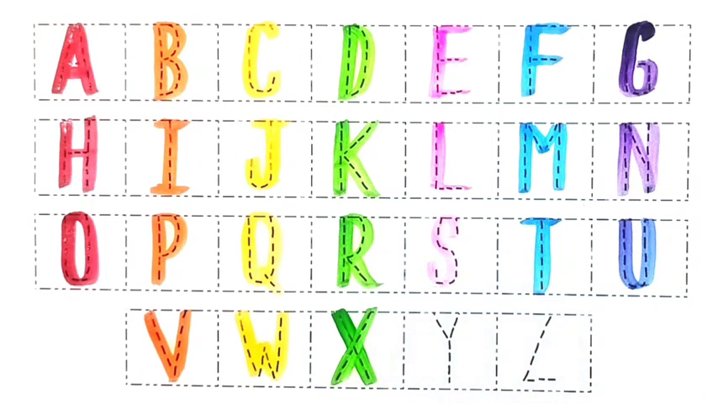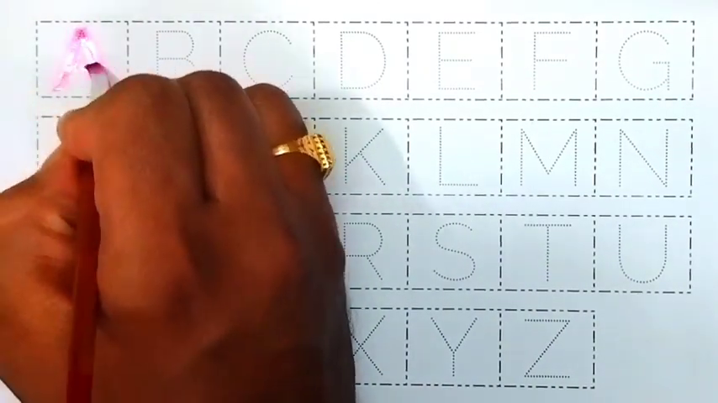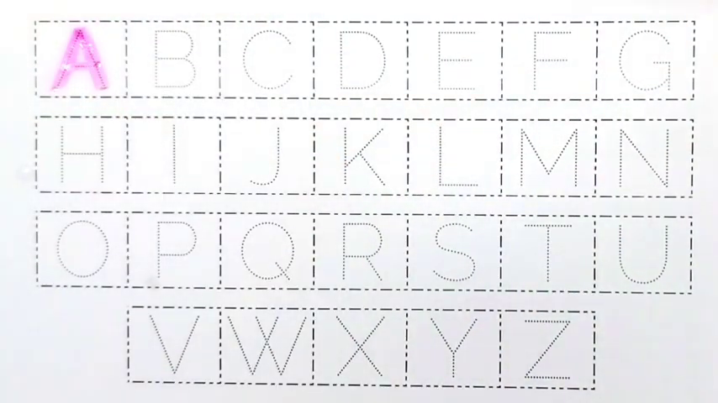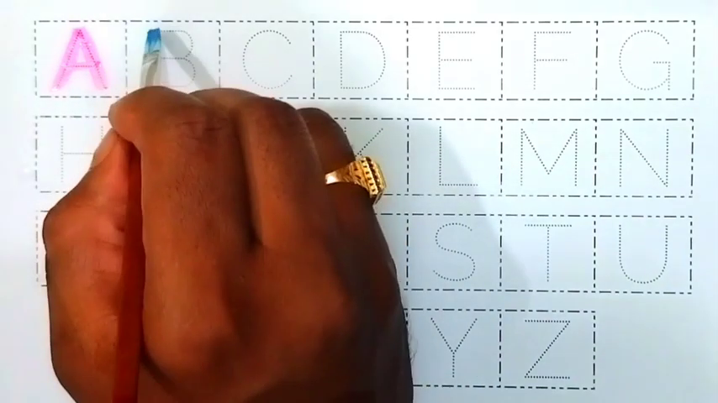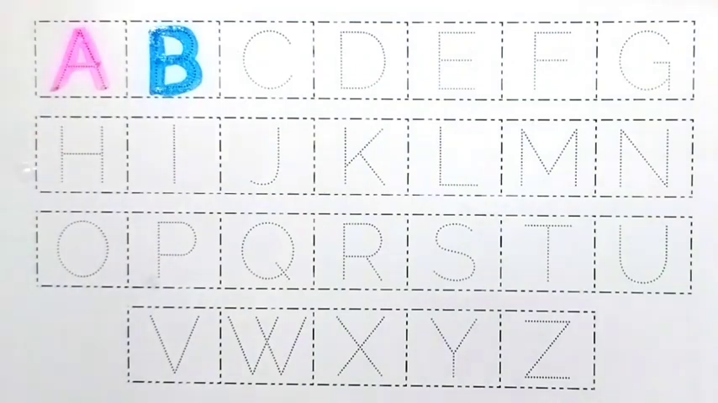X for X-ray. W, X, Y, and Z. Y for yacht. Z for zebra. A for aeroplane. J, K, L, M, N, O, P, Q, R. B for butterfly.